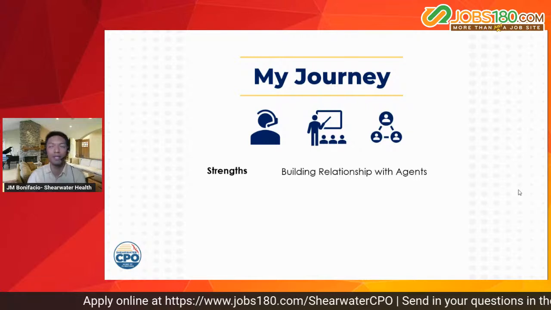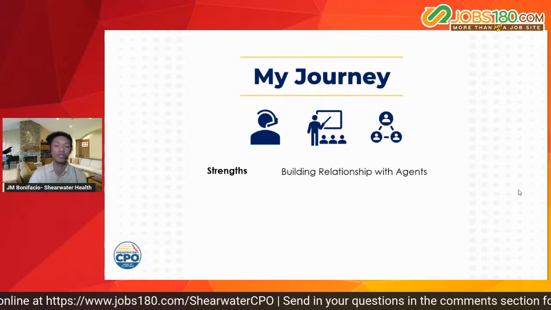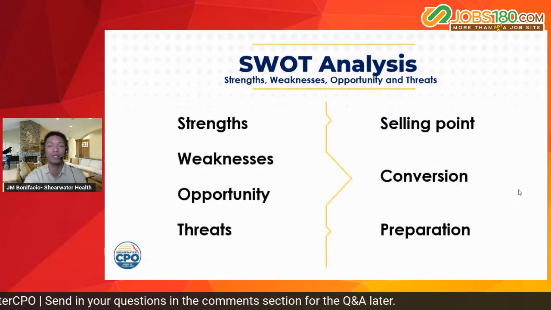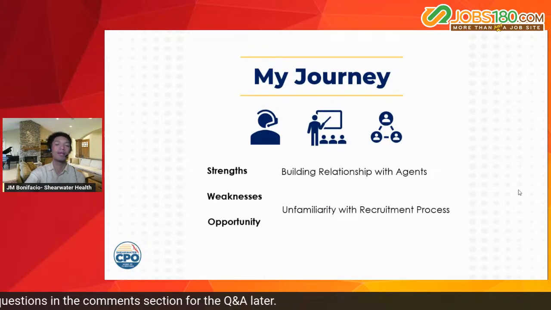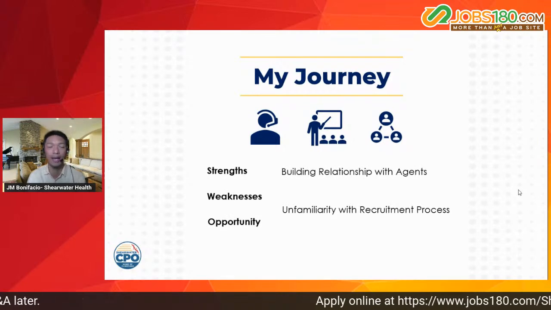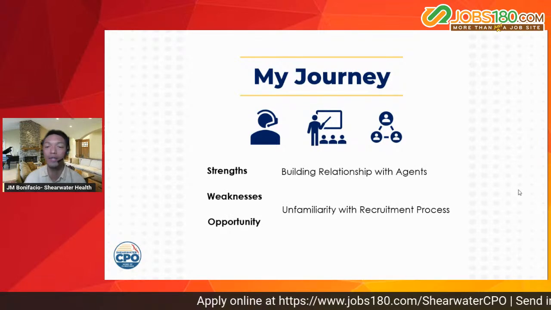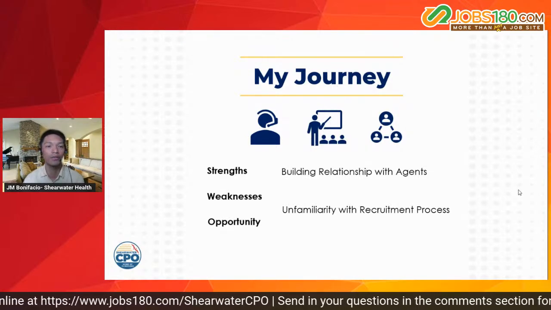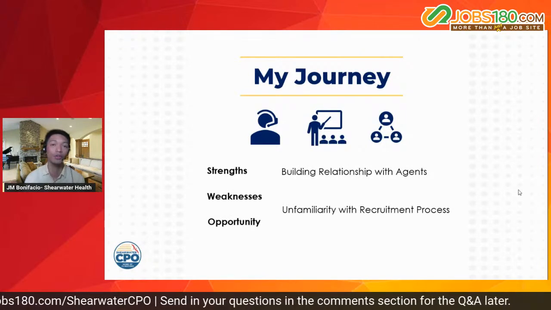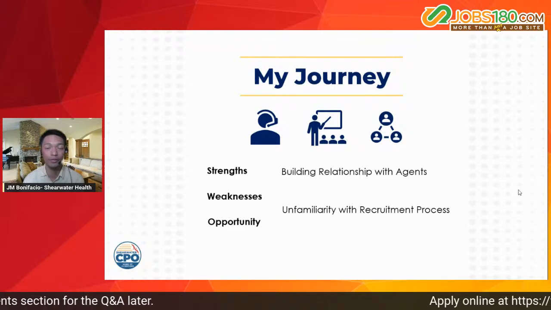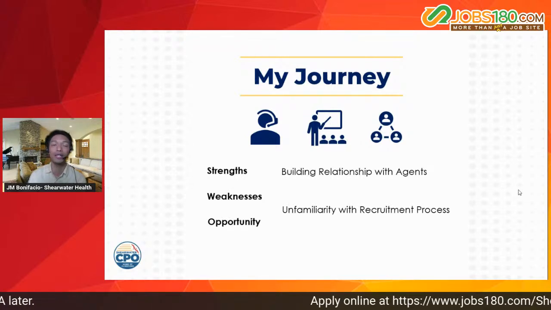It's a minimum of 20 agents during a class. So, building a good relationship with agents. And then my weakness that turned into my opportunity during that time is the unfamiliarity with the recruitment process. Honestly, I really don't have any idea of the whole umbrella of how the recruitment process works. As a trainer, I really don't have the visibility of the complete recruitment process. So that was my opportunity at that time.